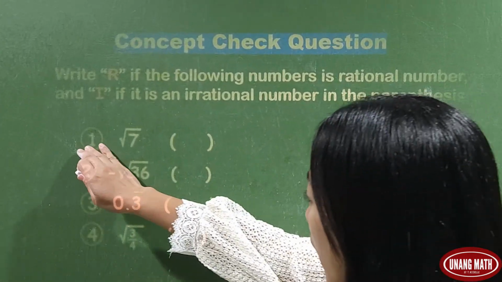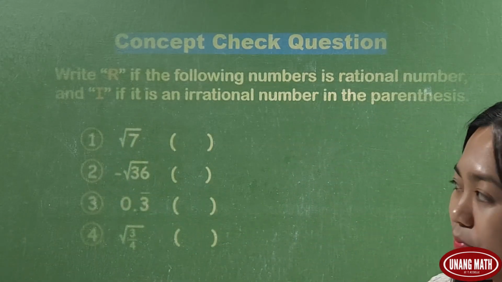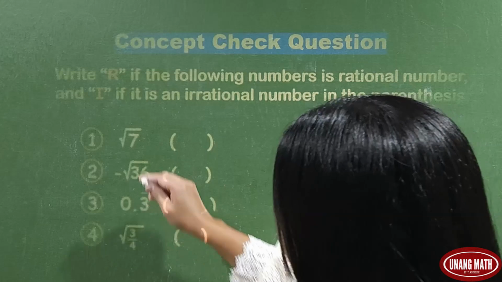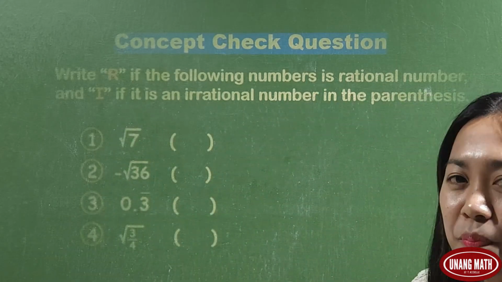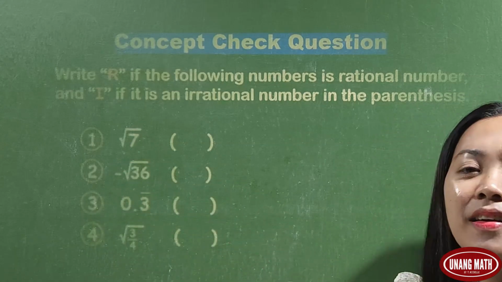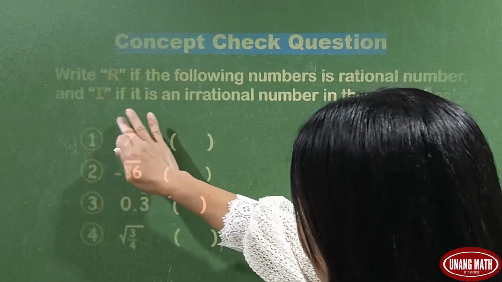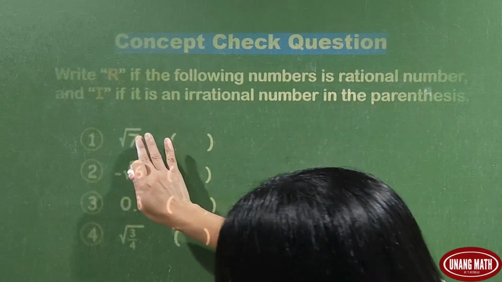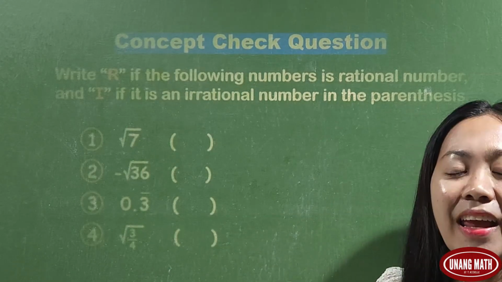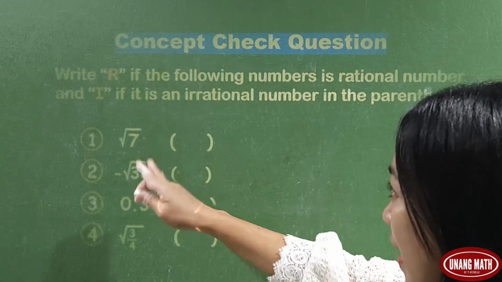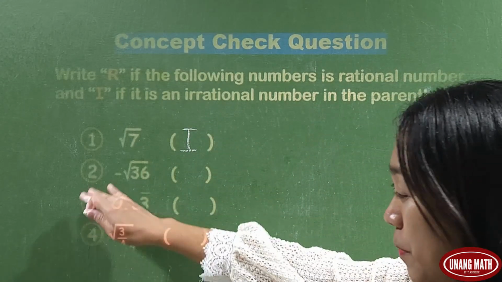Okay, for the first one, we have here square root of 7. We cannot remove this square root sign or this radical sign because 7 is not a square number. Since we cannot remove this radical sign, square root of 7 here is a non-repeating, non-terminating infinite decimal. So this is an irrational number.